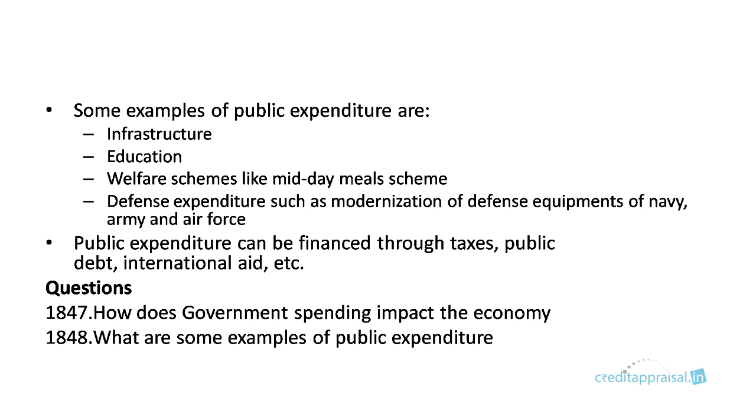And how will the government finance this public expenditure? From where does the government get money for this? Through taxes. We have a separate discussion on taxation. We'll come to that later. So the government will meet this expenditure by taxes, public debt, international aid, etc. Okay, so this is what public expenditure means. In interviews they might ask you, how does government spending impact the economy? So we discussed how it happens and what are some examples of public expenditure.